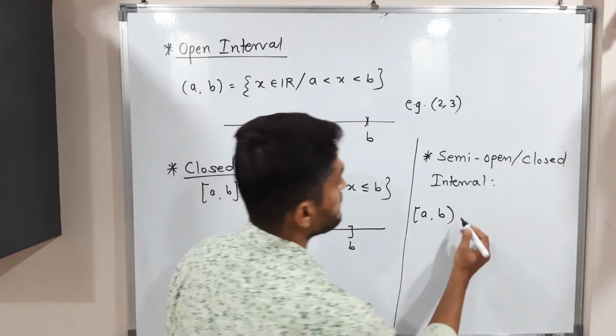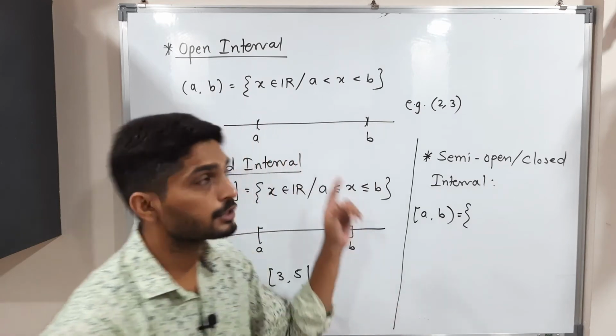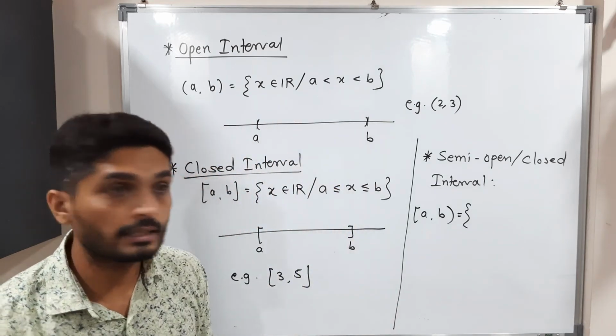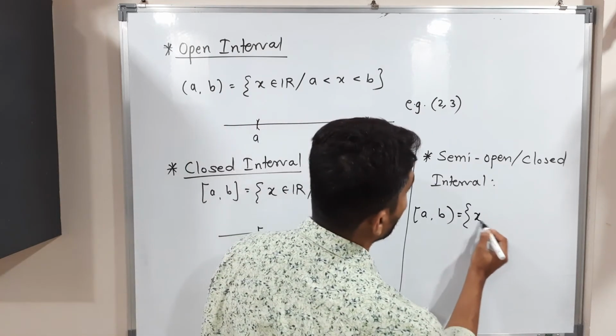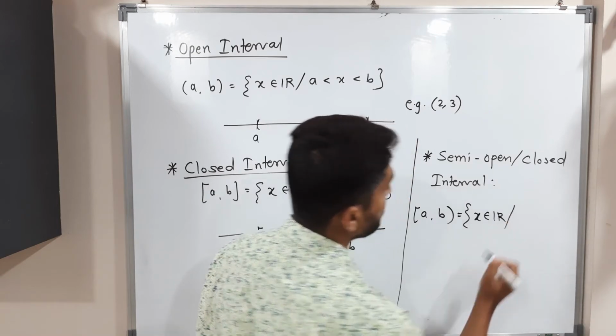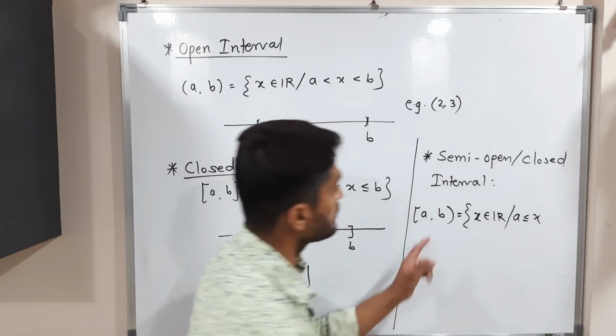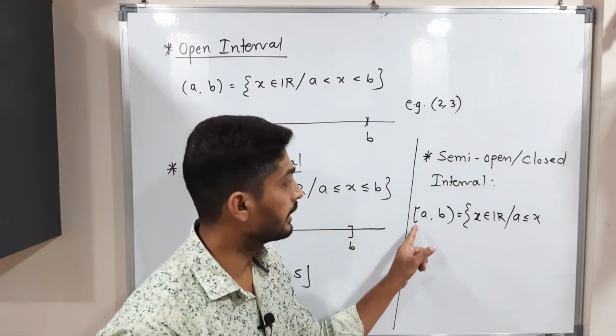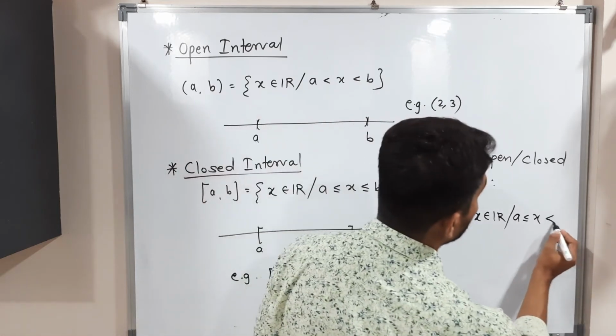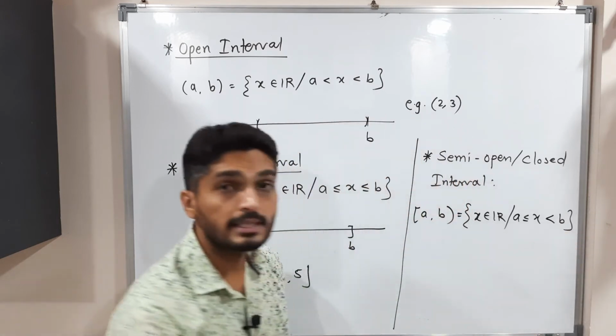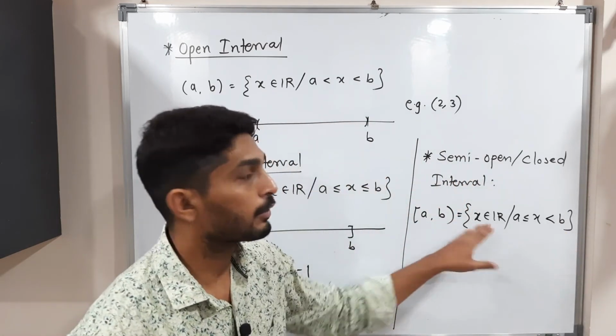Can you tell me its definition? What can I write there? I can write x belongs to R, a less than or equal to x, since it is closed at a, so a is included, but strictly less than b because b is excluded. b is not a member of this set.